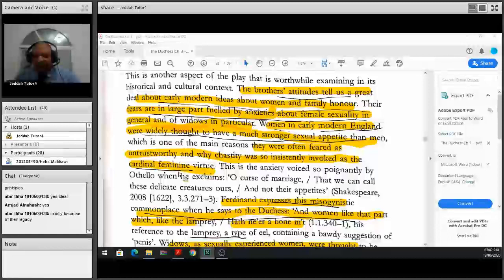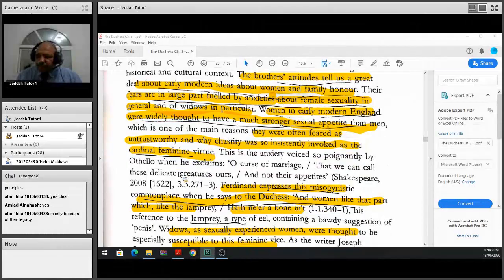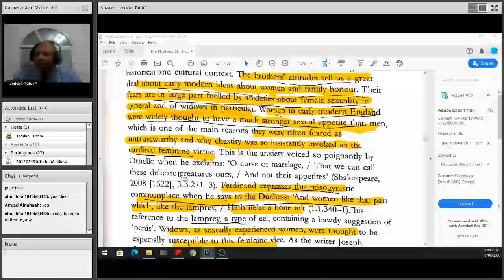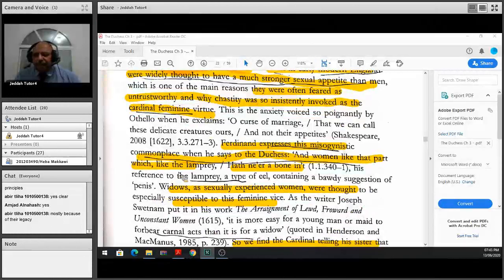Suffice it to say that they believe that widowed women are a gathering danger to their families and the honor of these families. This was the stereotype. This was the prevailing value or attitude at the time. And bad as it is, negative as it is, unfair as it is, mind you. So women in early modern England were widely thought to have a much stronger appetite than men, and they were often feared as untrustworthy. So the bottom line is that they don't trust them. They believe that they can betray their husbands easily.